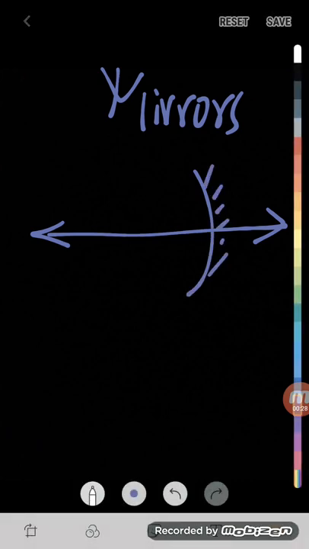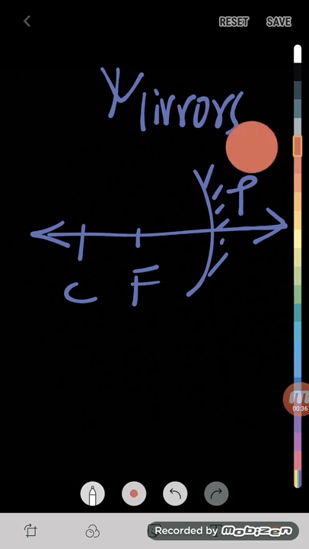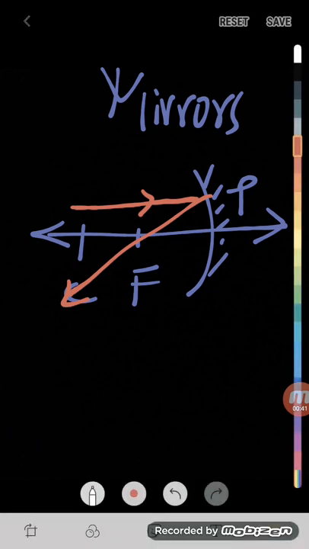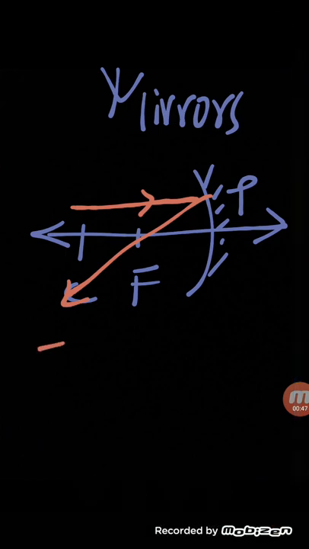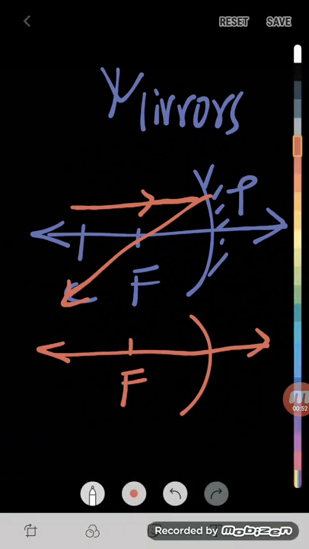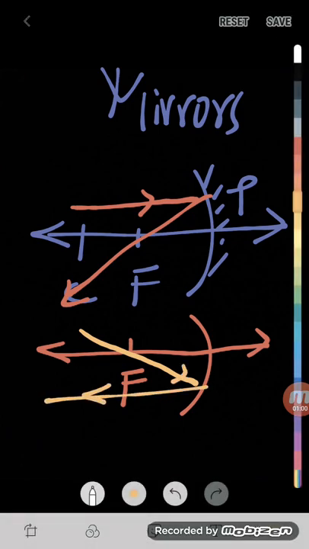Rule number one: suppose this is the principal axis, this is a mirror, and this is, we know what this is, pole, center of curvature and focus. If there is a ray of light parallel to the principal axis, it passes through the focus. This is our rule number one. Rule number two: if there is a ray of light passing through the focus, the reflected ray is parallel to the principal axis.